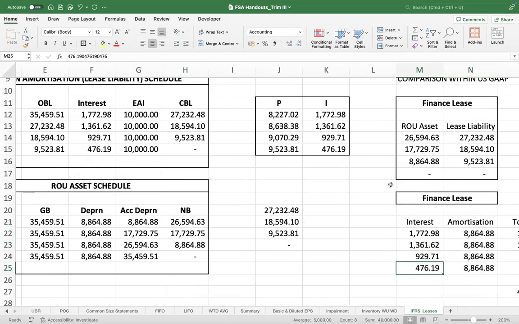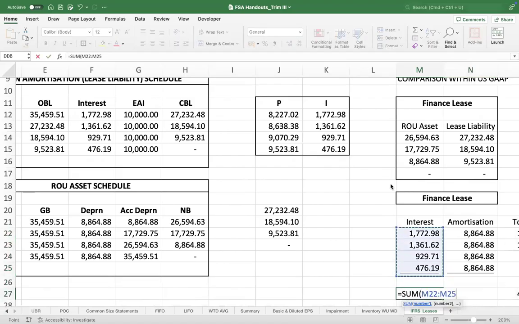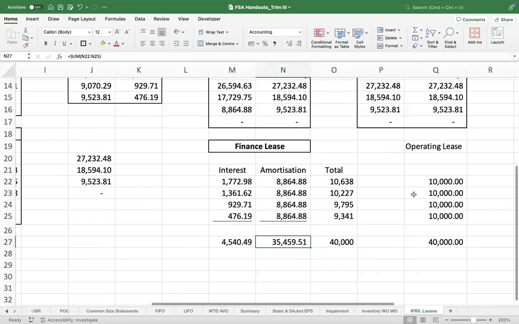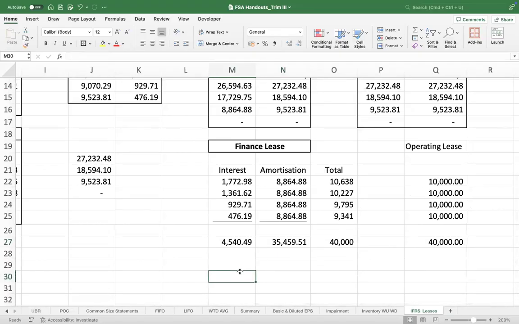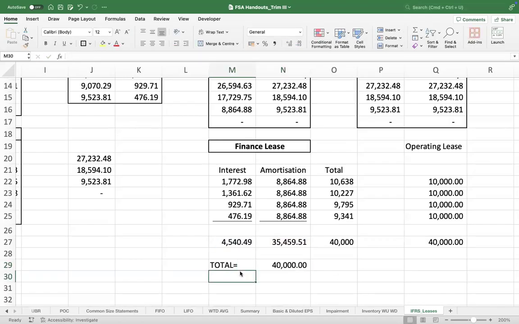So if you take the sum total of this, what is the sum total of interest? 4540, and for amortization or depreciation is 35459. अगर मैं इन दोनों का टोटल लेता हूं तो कितना आता है? 4540 प्लस 35459, 40,000 एग्जैक्ट आएगा. Just that 40,000 cost is divided between interest and depreciation in finance lease.